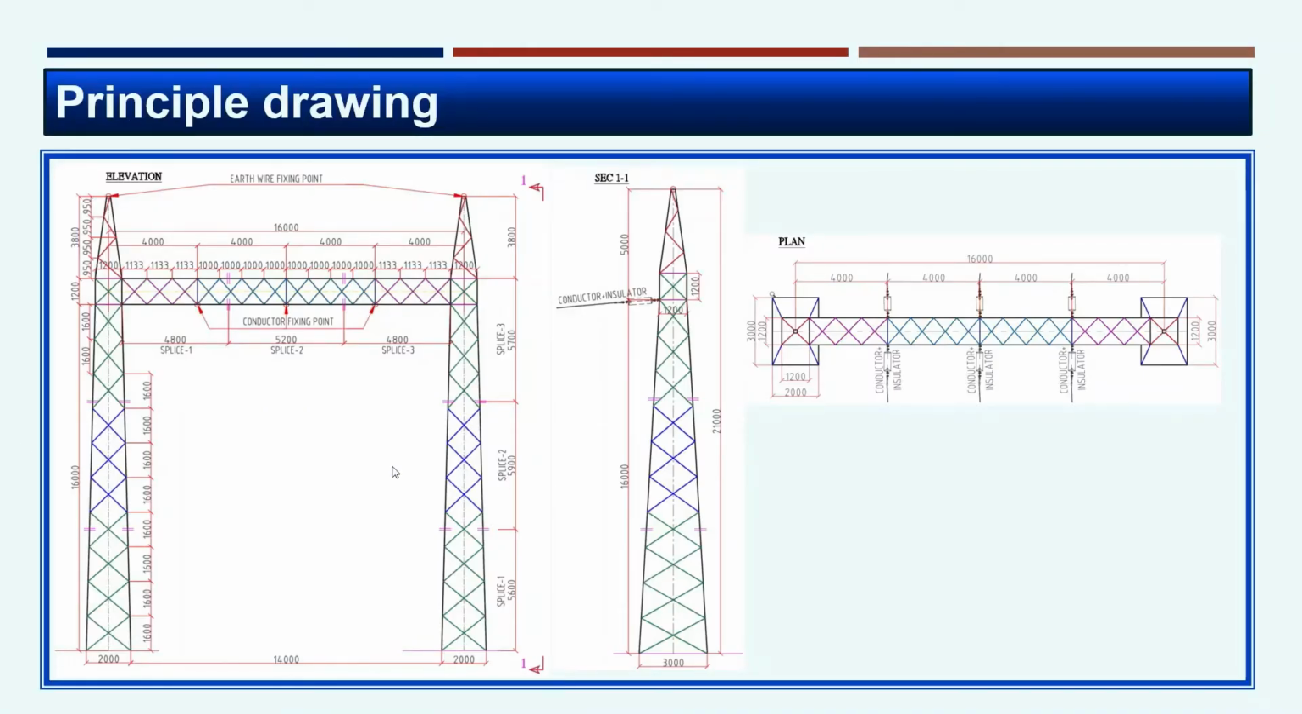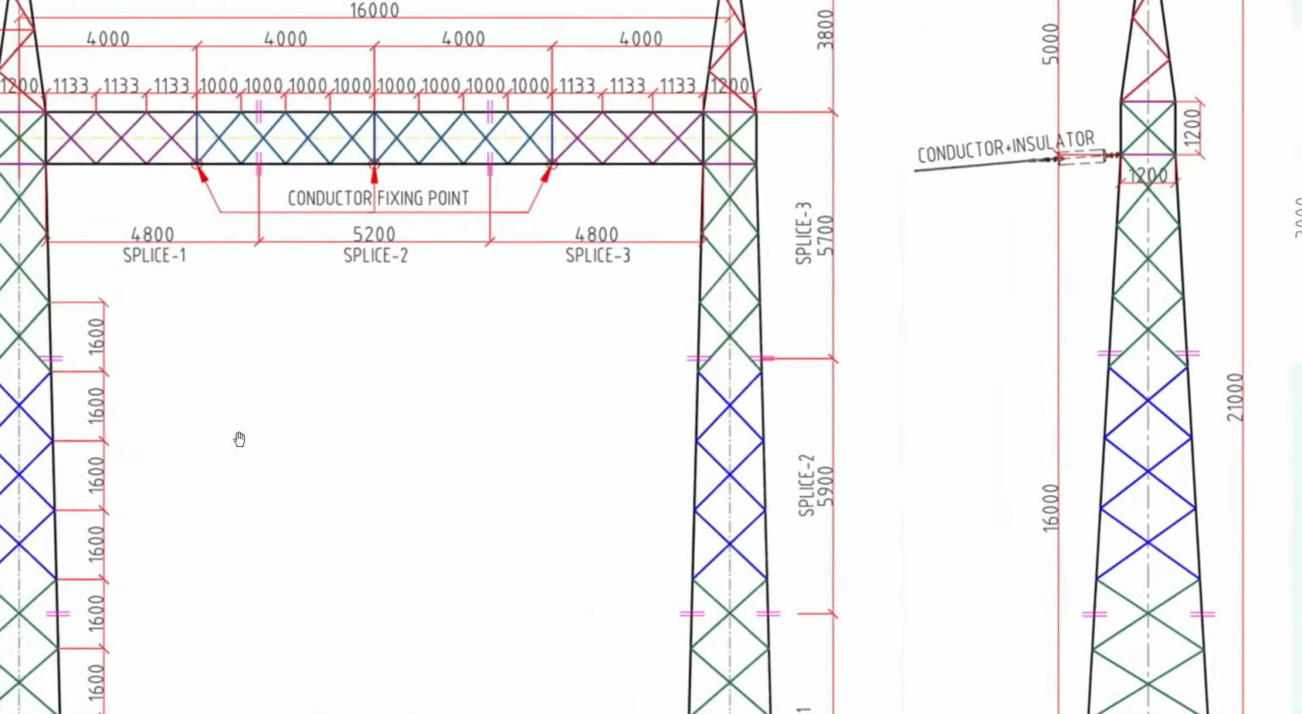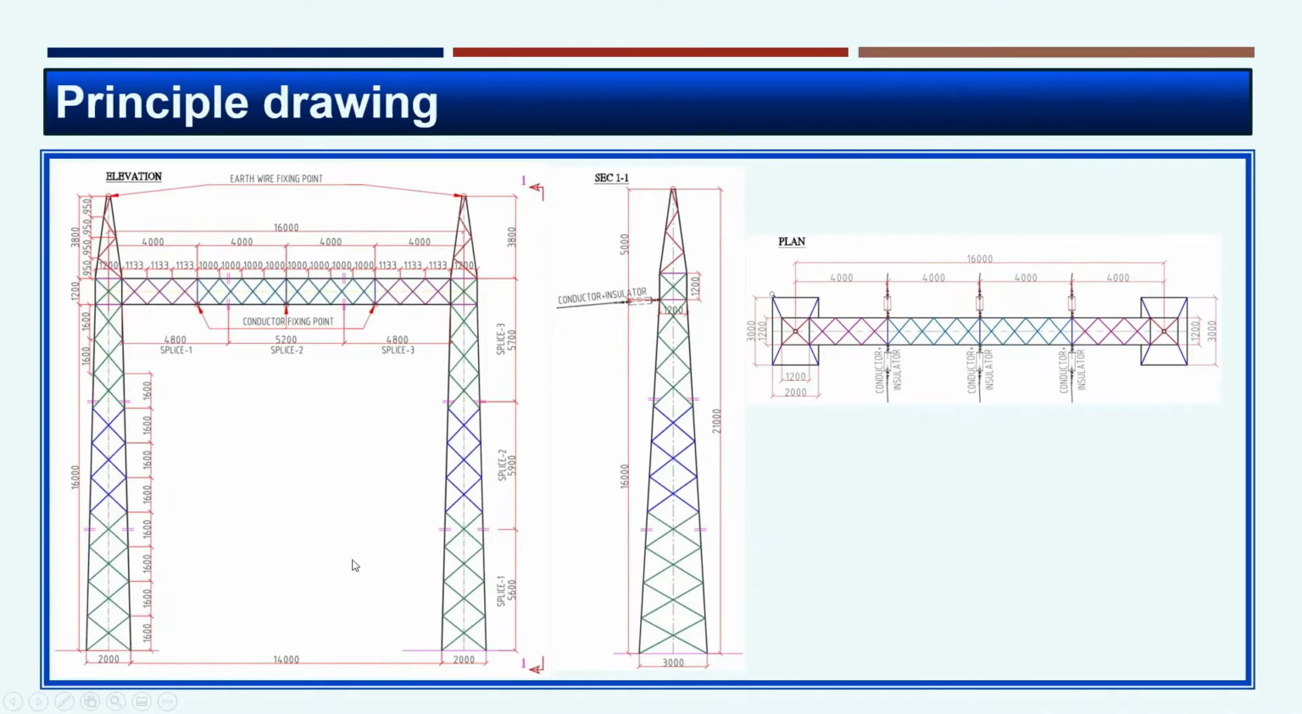So this is the principal drawing which we are going to model in STAAD.Pro. You can see the elevation, which shows the girder span and the tower height. The total tower height is 21 meter, whereas the tower height from the base to the conductor fixing point is 16 meter. Above that it is 5 meter. The depth of the girder is 1.2 meter and the width of the girder is also 1.2 meter. The total bay distance, that is the center to center distance of towers, is 16 meter, which has a girder of 16 meter span.